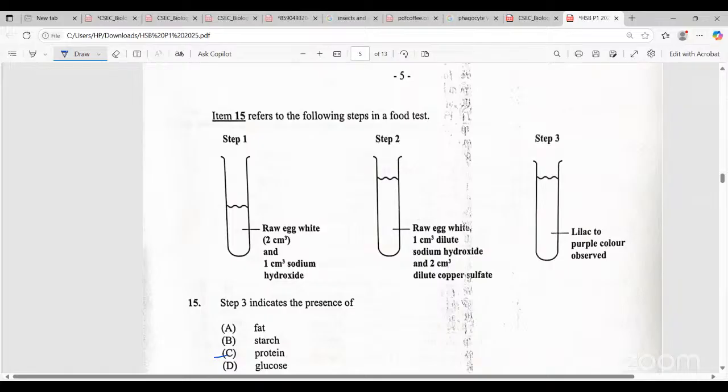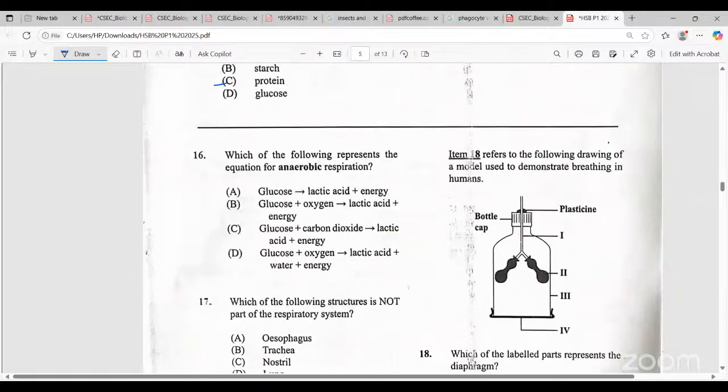For 16, which of the following represents the equation of anaerobic respiration. And of course, that is respiration without oxygen. So that one would be A.